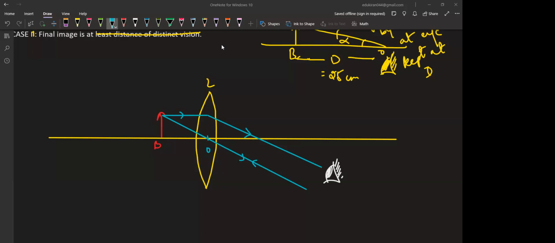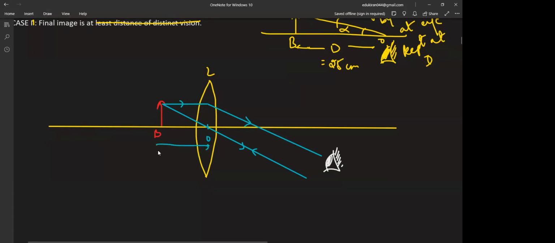When you put the image at the opposite, it is just vice versa. We have seen both the cases. If you put the object at infinity, the image will be at focus. If you put the object at focus, the image will be at infinity. So here, if the final image is formed at infinity, it means this object distance is actually the focus. And keep on producing the lines. These lines won't meet. The image will be formed at infinity.